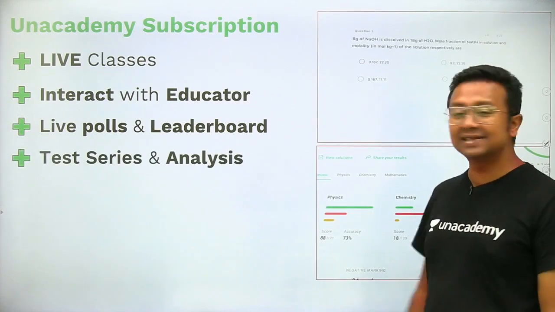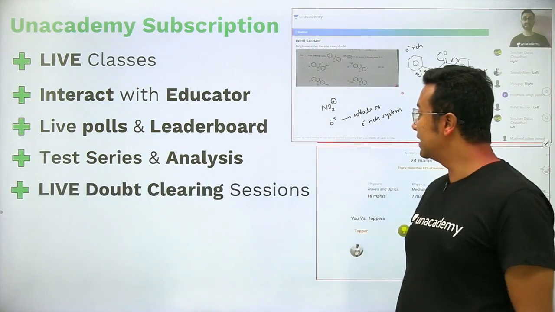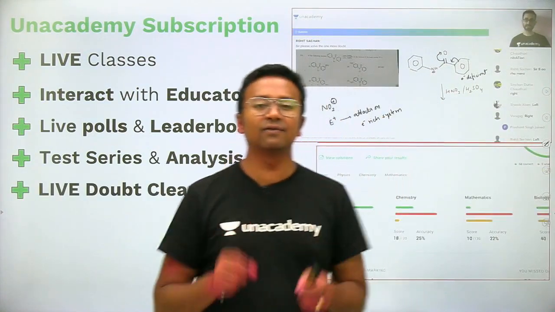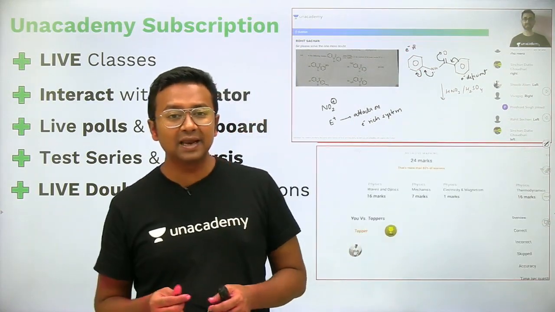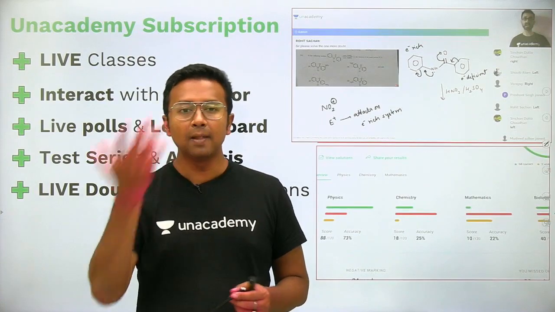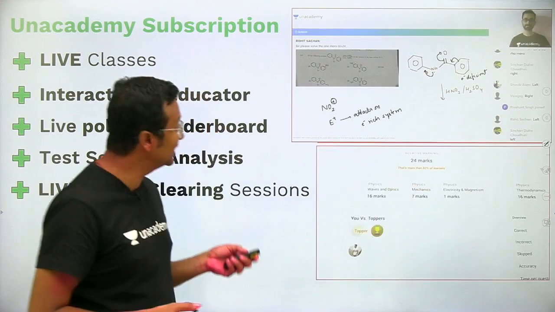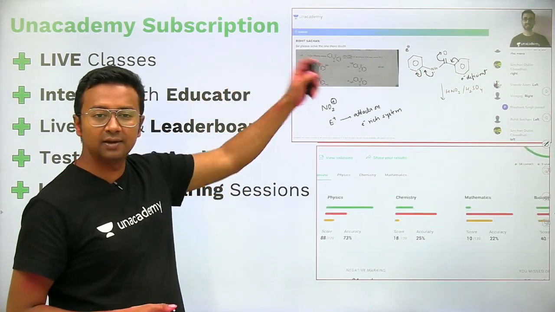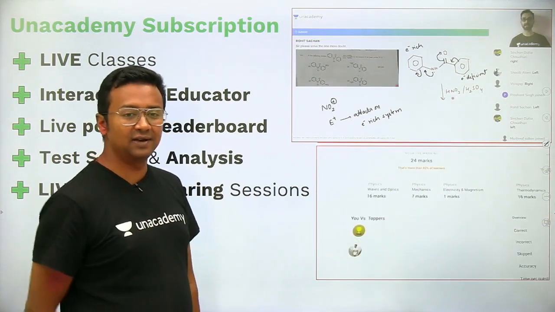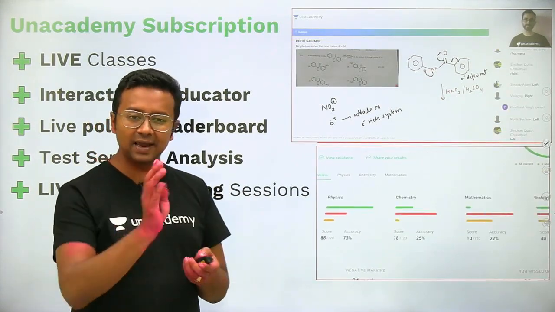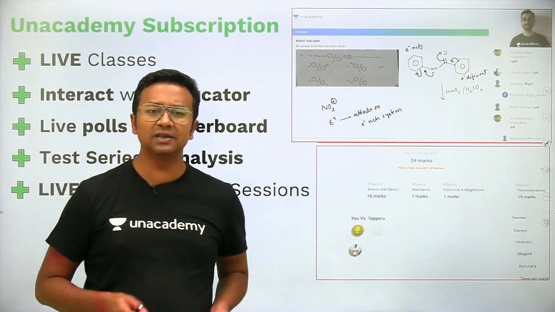Now, the test series and analysis, I don't need to explain to you about this. It is pretty well defined. Live doubt clearing sessions: take a photograph of your doubts and keep posting it. You can even snip it if you're reading the e-learning books from your Kindle. Just take a snip of whatever problems you faced and post it, and the educators will give you the problem solution right then and there itself, either in between the class by halting the class, or towards the end of the class where you can have a one-on-one discussion with the educator.